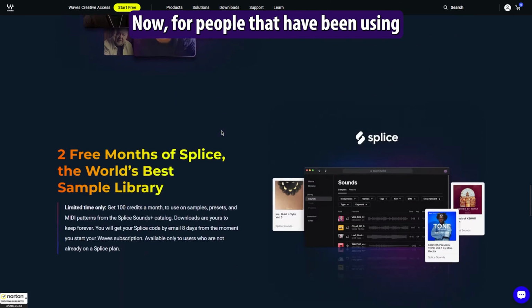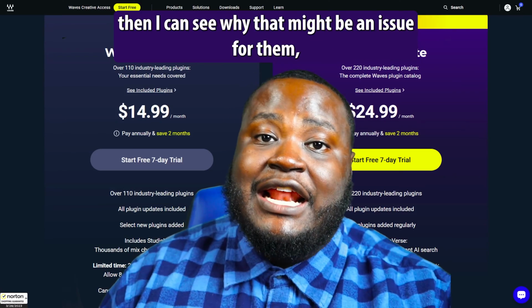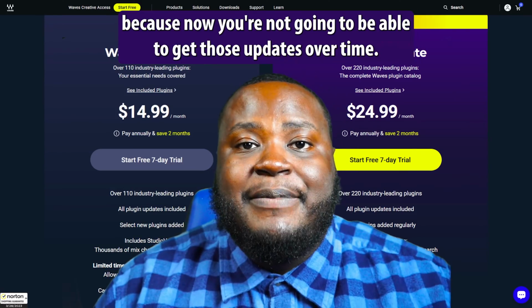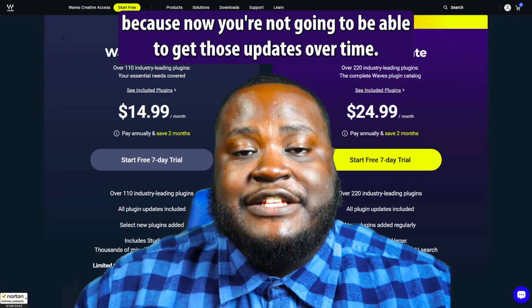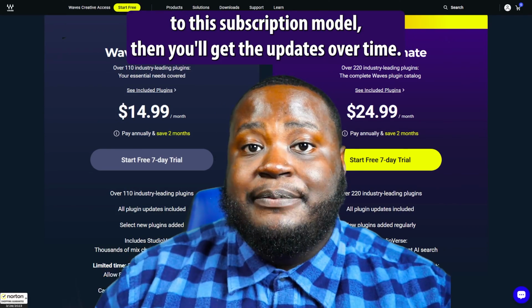Now, for people that have been using the plugins for a long time and spent the money that they've spent on the plugins, I can see why that might be an issue for them, because now you're not going to be able to get those updates over time. But if you switch over to this subscription model, then you will get the updates over time.